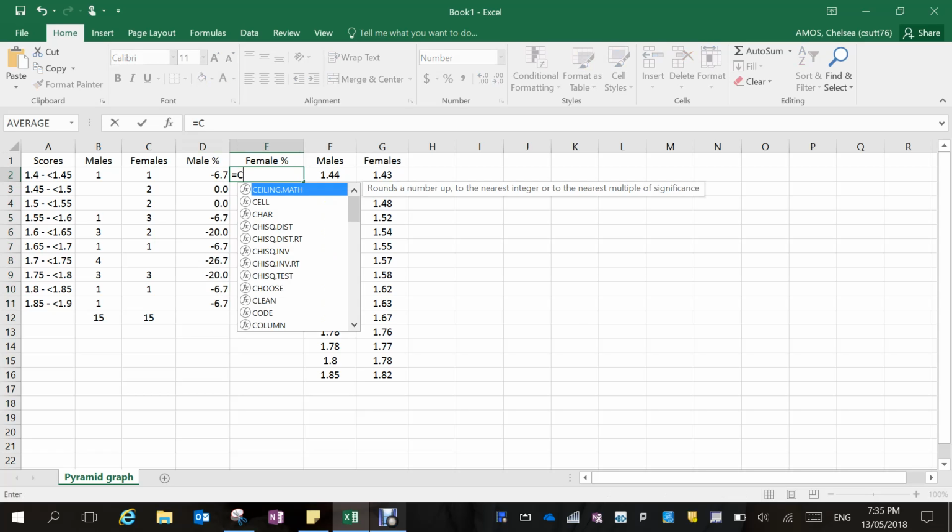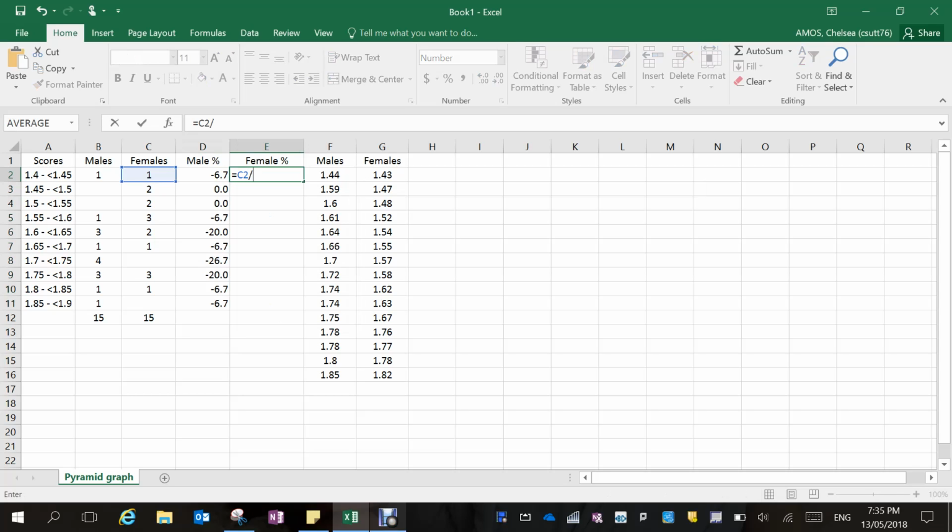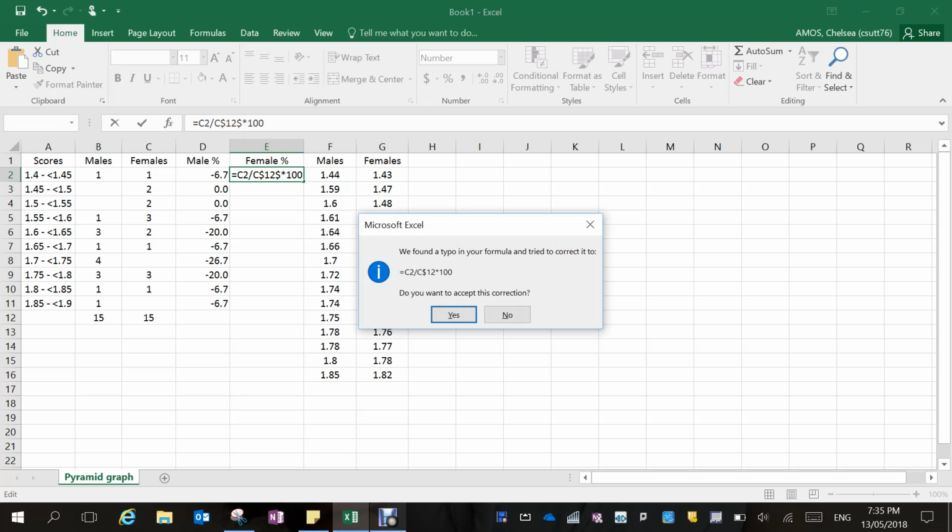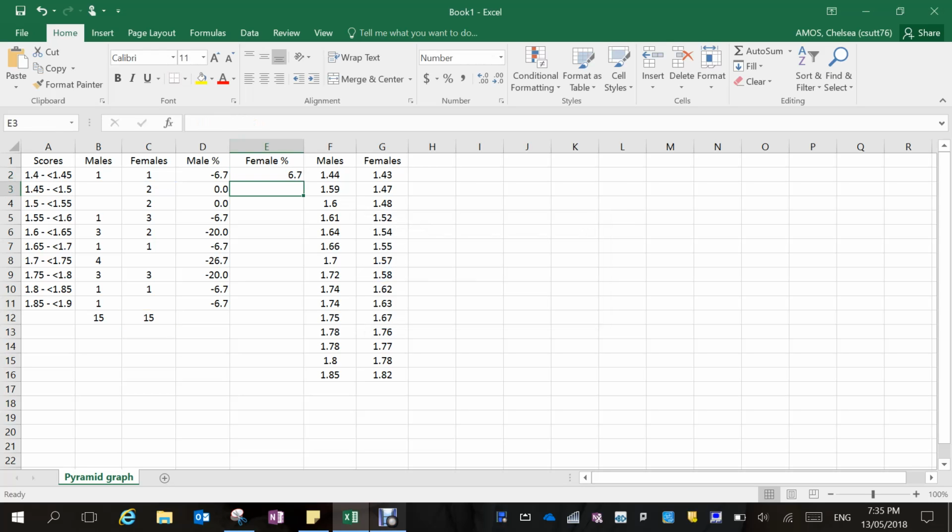So I'm going to do C2, which is our first female, divided by our total females, which is C12. I'm going to multiply that by 100 to get it to a percentage, and I'm going to put those dollar signs in to help us continue that formula. Extend that out. So now what we have is the percentages for males and females.